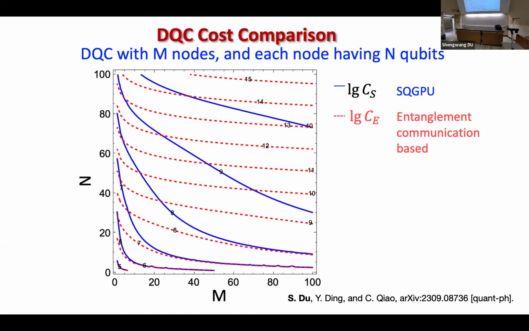And here's another picture that shows you, okay, this is the number of nodes, and this is the number of qubits in each local quantum computer, and this is the cost curve. You will see when the number of nodes is very small, it approaches basically a single quantum computer, but when the number of nodes increases, the cost of the S-QGPU will be significantly cheaper than this entanglement communication-based scheme, okay.